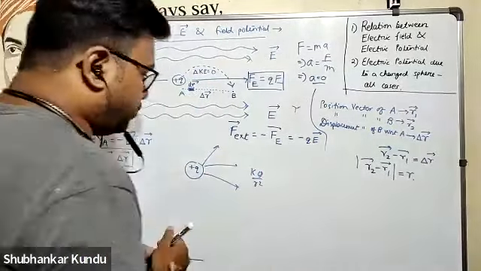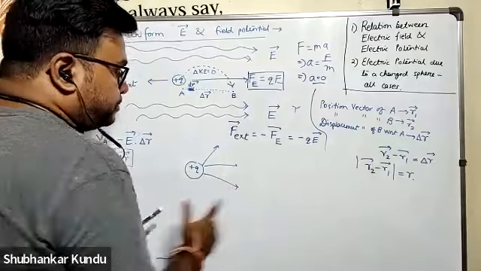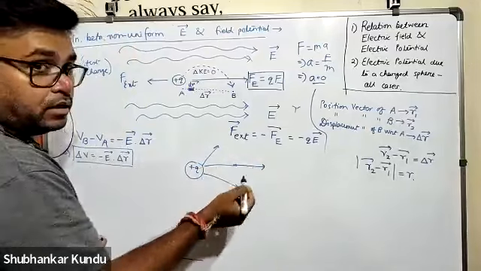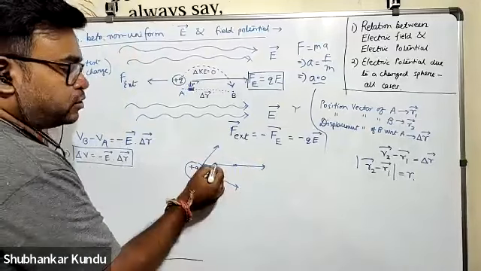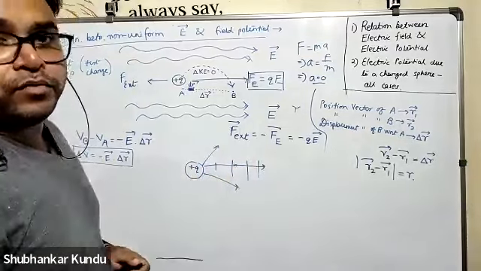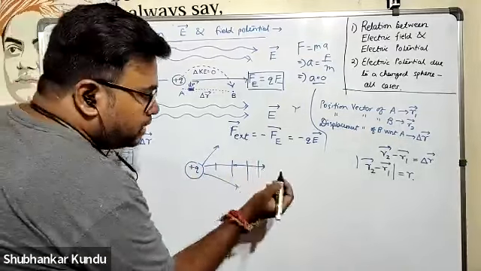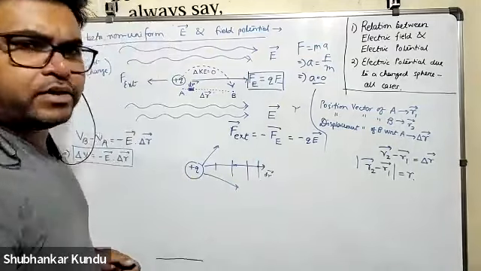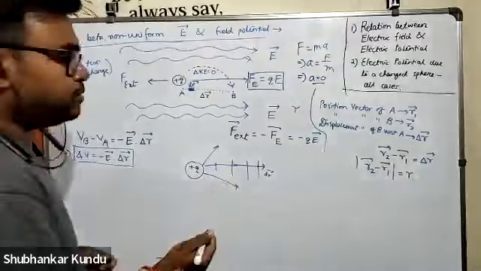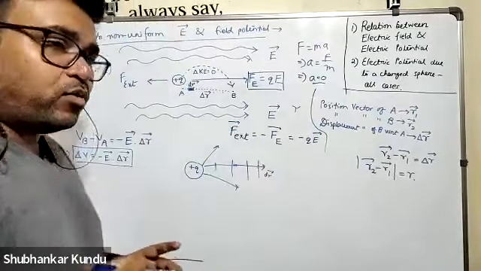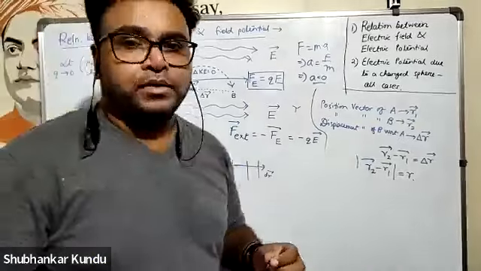Now say one thing. The values of the non-uniform electric field at this point, this point, and this point are all different. Now let us consider this is our dr. dr is an infinitesimally small length. In this small dr, the field will be uniform now.